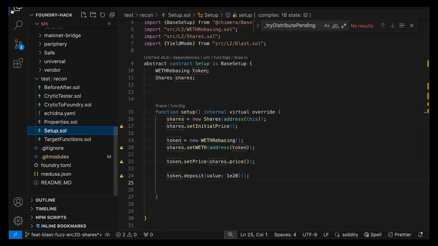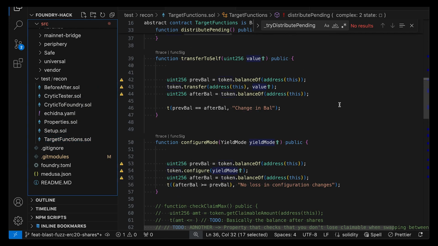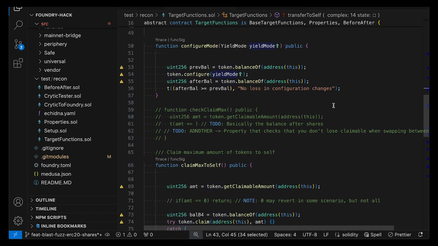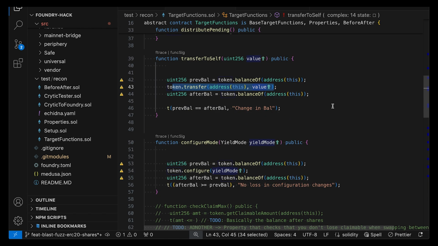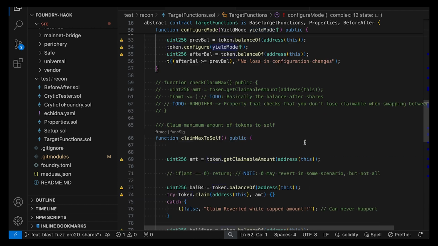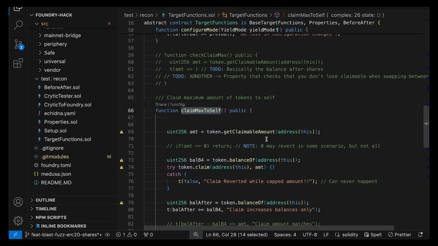And then the rest of the operations are about altering my balances and about altering my mode. So I had a transfer to self, where I basically transferred a token to myself just to see what would happen. I'm pretty sure I also have a way to transfer to somebody else. I then had a check to change my mode and trying to see if I could generate an additional balance there, just to see what would happen. I then had a claim to self.